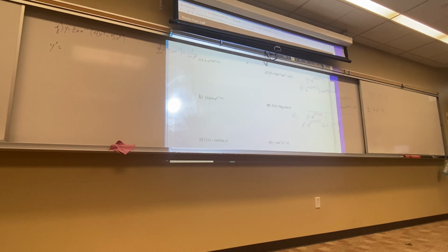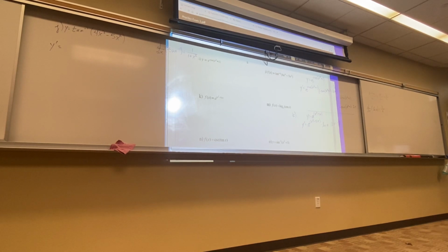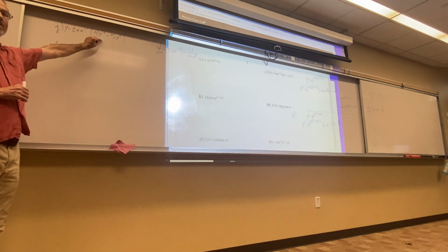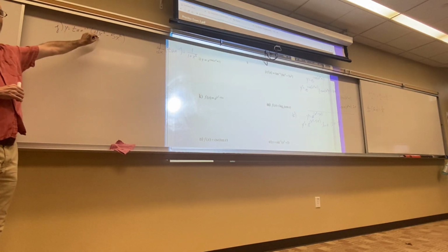So what are we going to do here? Is this a chain rule or a product rule? That's a good question. Is this a chain rule or is this a product rule? Both? Is this tangent inverse times this, or is it tangent inverse of this? It's tangent inverse of the product.